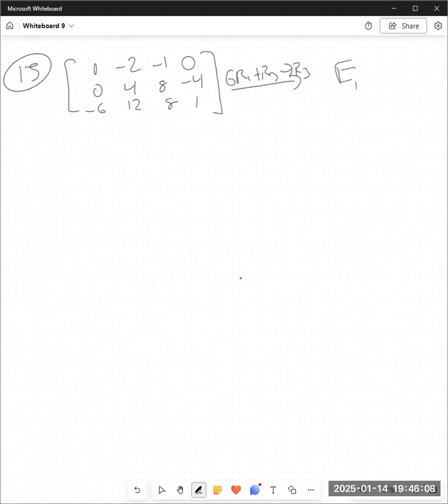So my E1, my elementary matrix that does that, I'm going to take 6 times row 1, which would be 1, 0, 0. So 6 times that is 6, 0, 0. Add that to my row 3, which is 0, 0, 1, and I get 6, 0, 1. And these remain unchanged. So that's going to give me a new matrix down here, 0. 6 times negative 2 is negative 12, plus 12 is 0. 6 times negative 1 is negative 6, plus 8 is 2. 6 times 0 is 0, plus 1 is 1. Leave these alone.